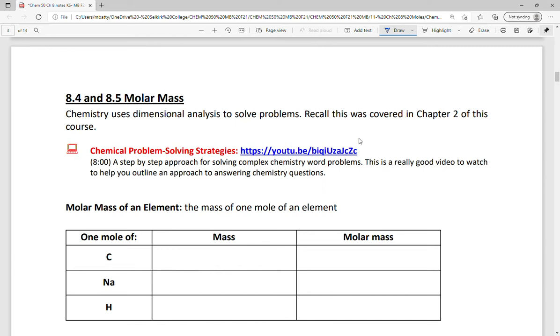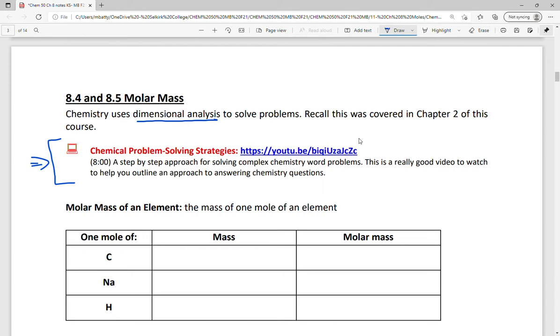So chemistry uses a lot of dimensional analysis, as we have already. If you need a little bit of a recap on it, this is a handy one. It's on the Moodle site, so you can take a second look. If you need to recap anything on sig figs, please let us know so that we can help you with that.